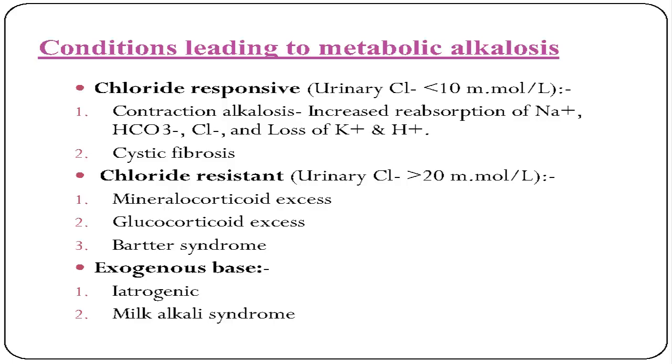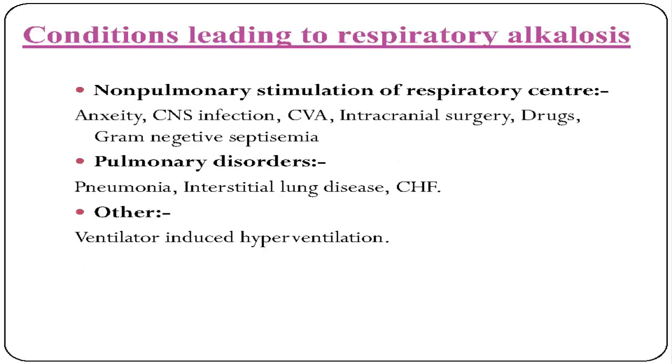But this is rare today because of the advent of better medications for gastritis and peptic ulcer, like H2 receptor antagonists and proton pump inhibitors. So these are the conditions leading to metabolic alkalosis. Remember, this is an important viva question. Now next slide. Conditions leading to metabolic alkalosis are clear.